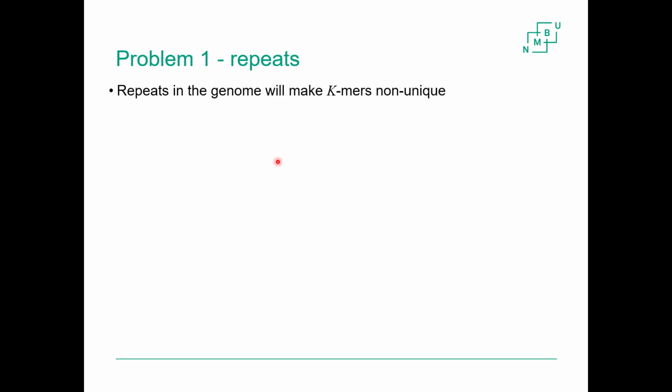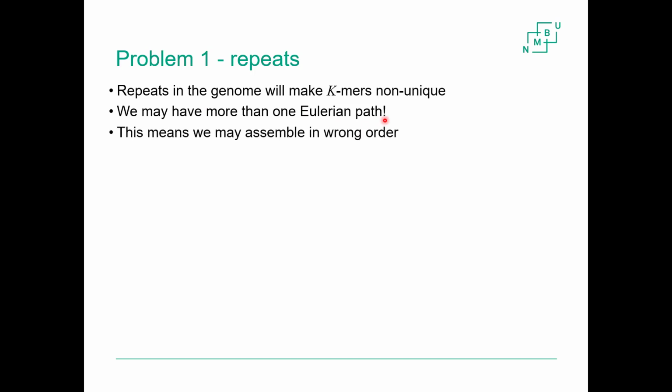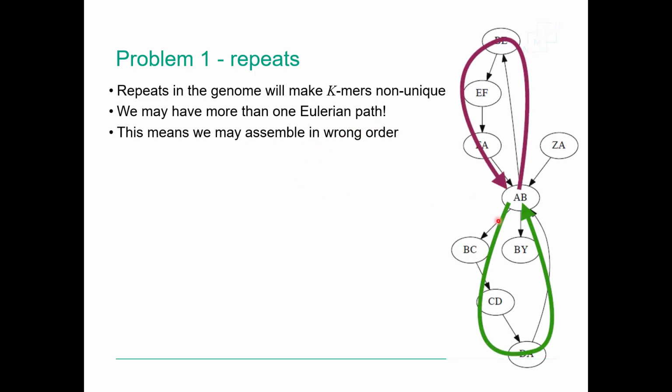The repeat problem. The repeats make k-mers non-unique. That's the problem. So when you do this in a De Bruijn graph, you will have what we call bubbles, or you get more than one Eulerian path when you try to walk through the graph. Let's have an example here where we assemble in the wrong order. So this is a De Bruijn graph now. And here it's not the DNA alphabet anymore. It's more like the ordinary alphabet, just to make it a little bit more visible.